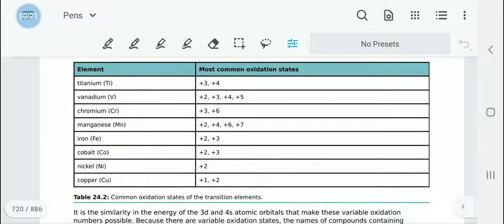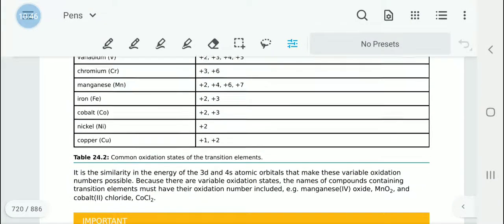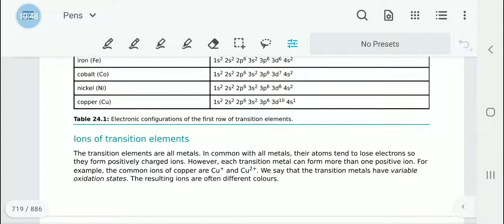So then they have given the most common oxidation states of the first row of the transition elements: titanium plus 3, plus 4, vanadium 2, 3, 4, 5, and then we have chromium 3, 6, manganese 2, 4, 6, 7, iron 2, 3, cobalt 2, 3, nickel 2, and copper 1, 2. So this is also something that you need to remember. Write down a note.